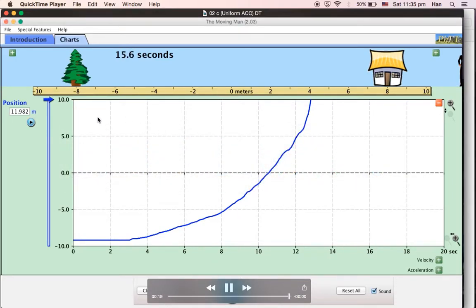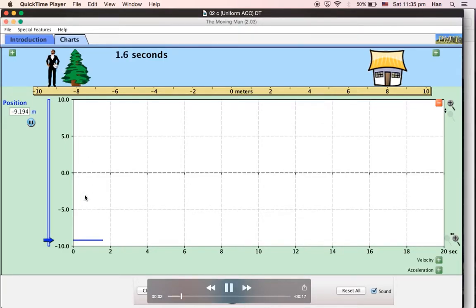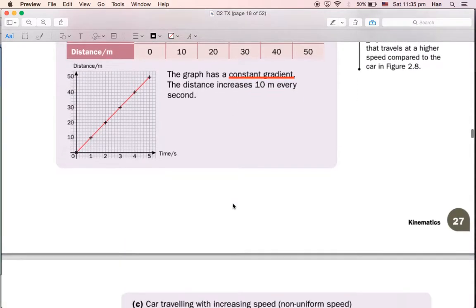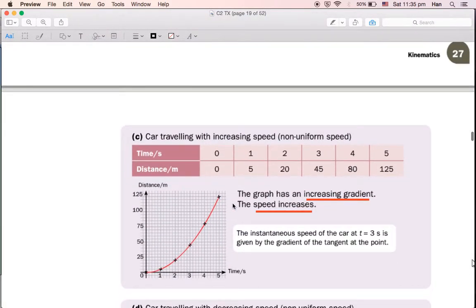Let me show you again. Start off again, it's not moving, so you see a horizontal line. As soon as it starts moving, you see it starts to have a little bit of gradient, and the gradient gets steeper as the man travels faster and faster. So the gradient tells you something about the man's speed. Going to page 28, a car traveling at increasing speed, which is a non-uniform speed, means it's basically accelerating.